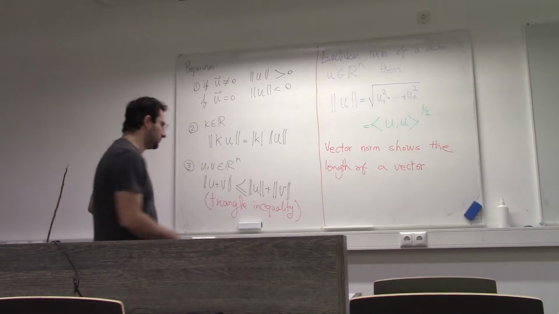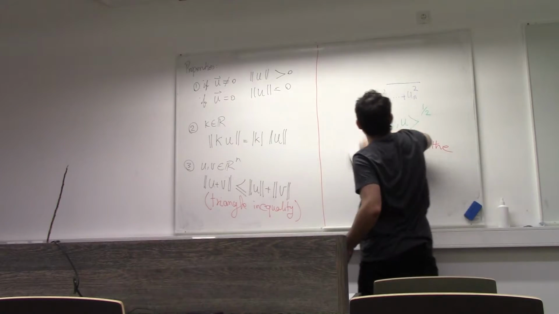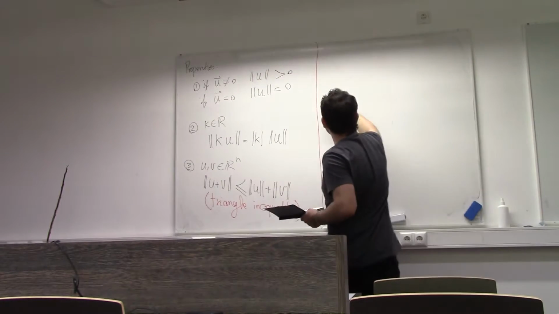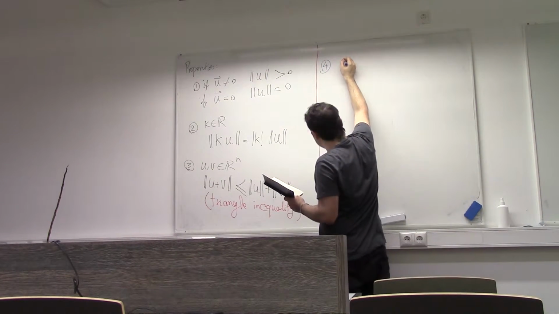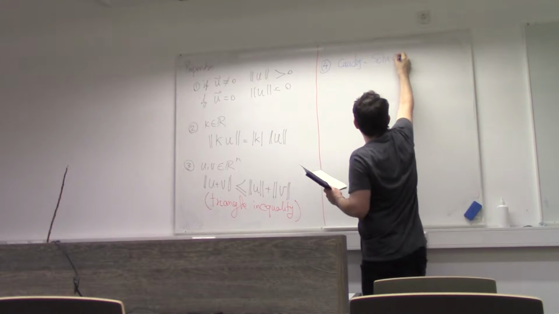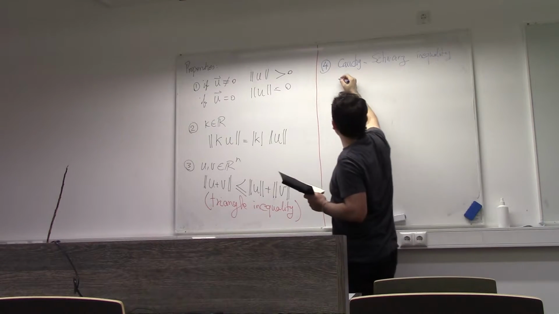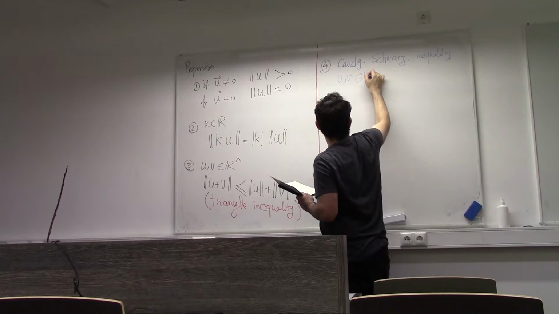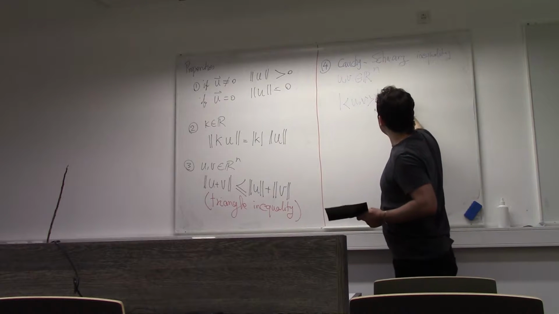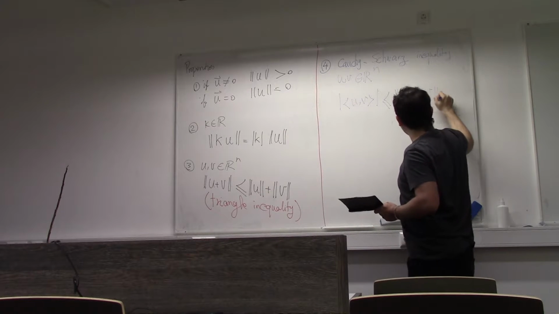And there is also one more inequality. These three properties, maybe you knew them from undergrad, but this one is kind of new, which is known as the Cauchy-Schwarz inequality. And it says that if u and v are vectors, the norm of the inner product of u and v is less than or equal to the norm of u multiplied by the norm of v.